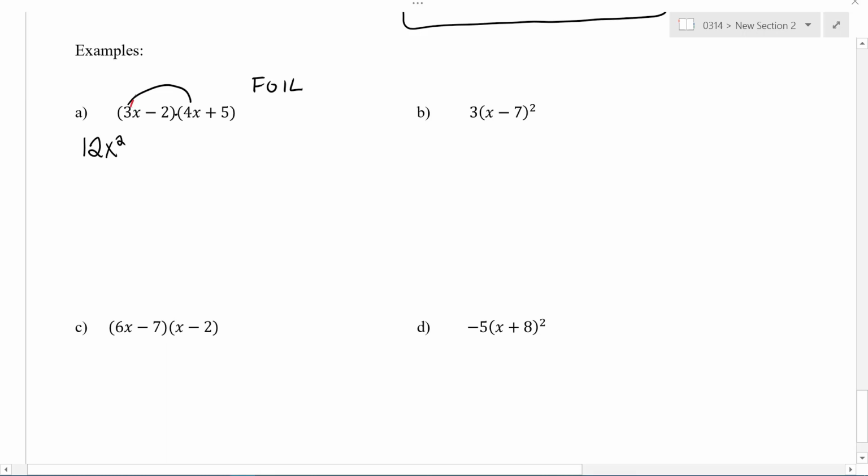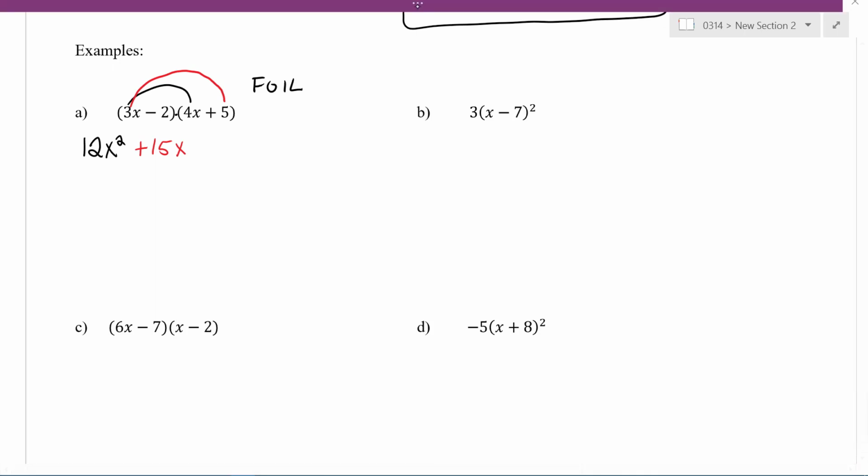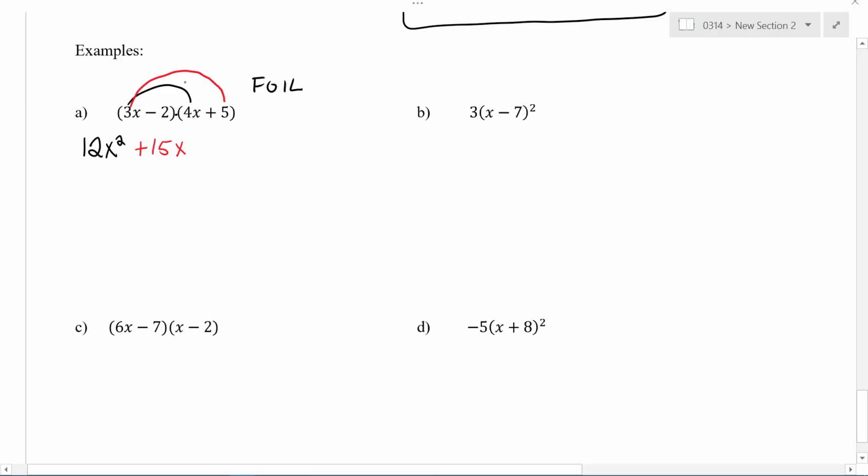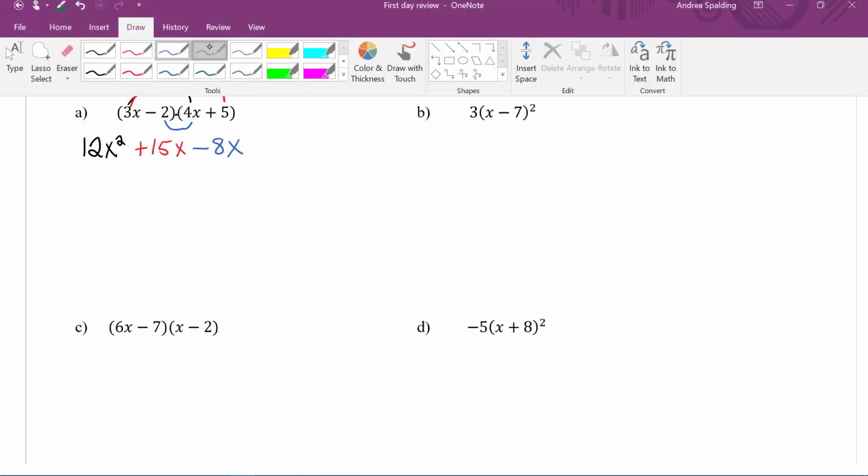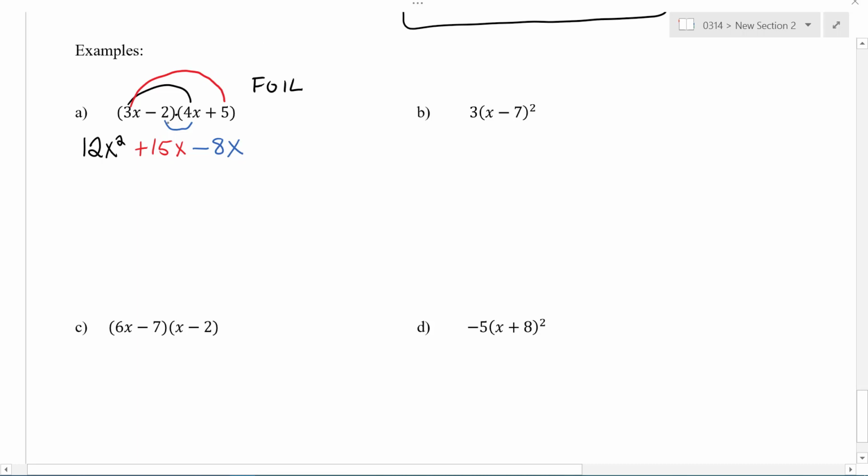Okay, then I'm going to do outer times the outer. So the outer two terms, that's a 3x times a positive 5. That gives me a plus 15x. Okay, now the inner times the inner. So the inner two terms, the ones that are closest together, negative 2 times a positive 4x. That gives me a negative 8x. And then the L part says do the last times the last. So the last term from each group, negative 2 times a positive 5, that gives me a negative 10.